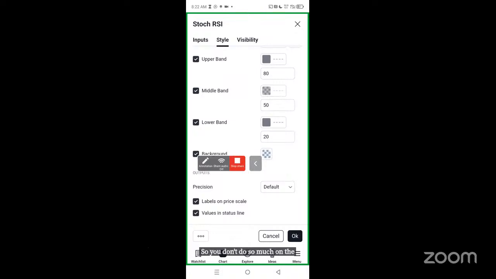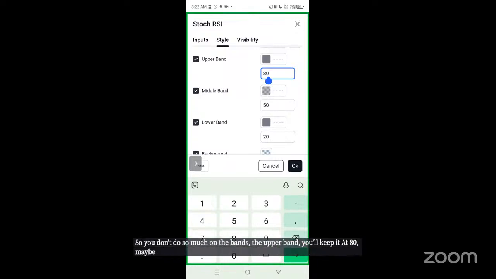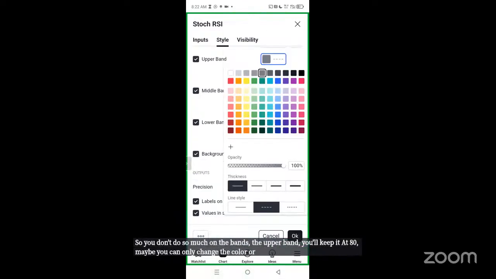The upper band, you'll keep it at 80. Maybe you can only change the color or how you'd want the line style to appear, whether you want it in a dashed, in a dotted line, or you want it as a full line. That is up to you.